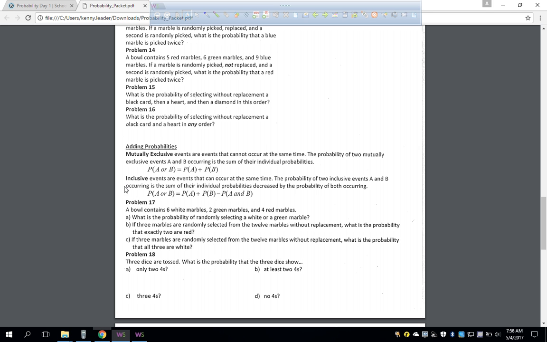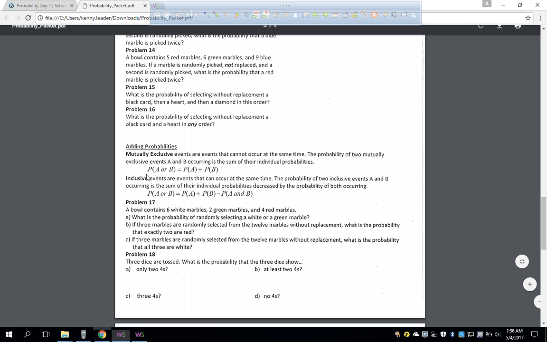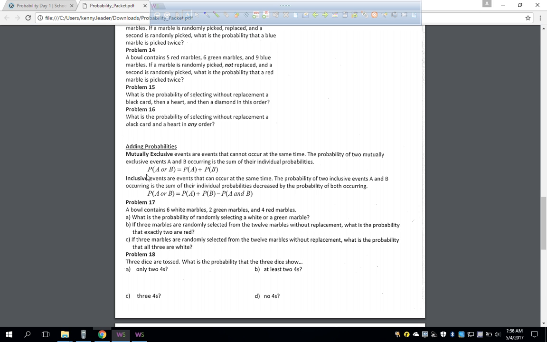Okay. Inclusive events are events that occur at the same time. The way you find that is you find the probability of one event, find the probability of the other event, and then you subtract the overlap where both of those events occur. For instance, I can choose to go to University of Colorado, or I can choose to go to CSU, and I can choose to become an engineering major.